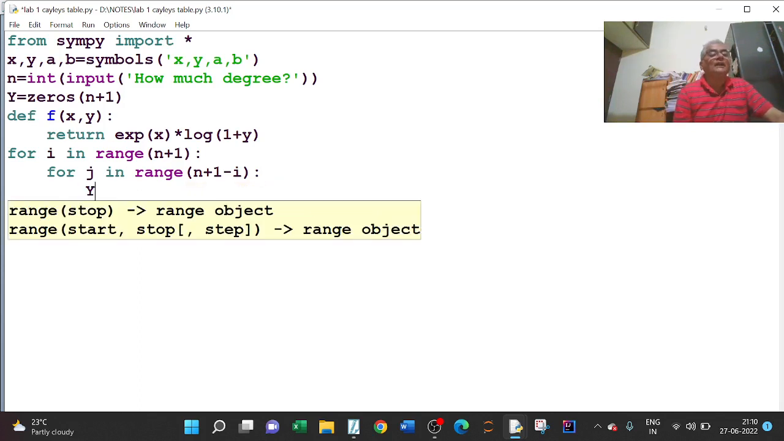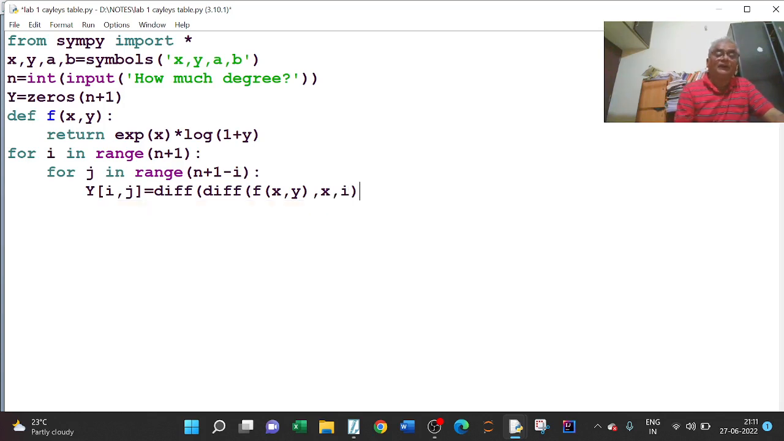Next I am updating the matrix. I have already created a matrix with 0 elements here, and I will update those elements. Y i comma j equals differentiate f of x comma y with respect to x i times, comma, with respect to y j times. And then I will find these derivative values at x equal to 0 and y equal to 0.